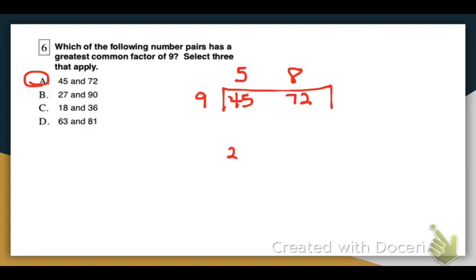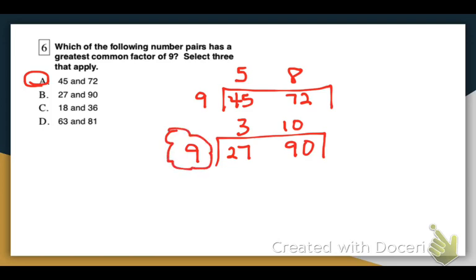How about 27 and 90? Again, I know that I'm going to be working with 9, so 3 times 9 is 27, and 9 times 10 is 90. 3 is a prime number and won't go into 10. So yes, 9 will be that one as well.